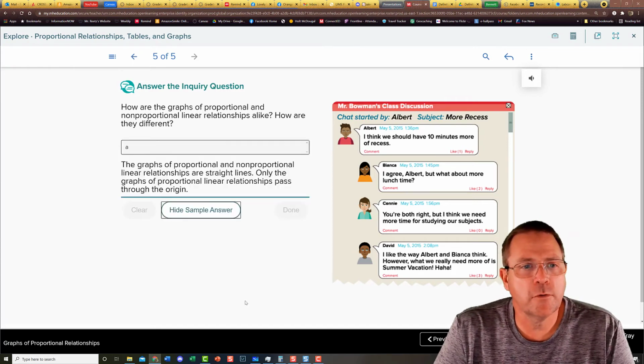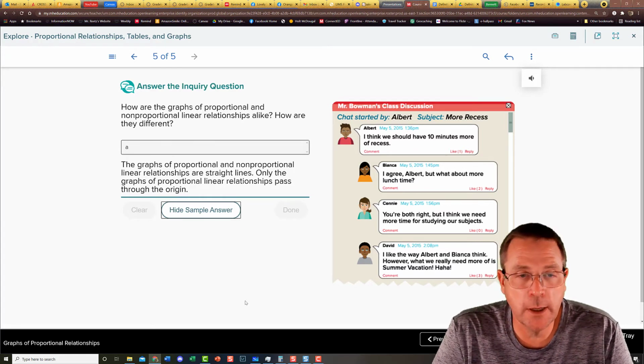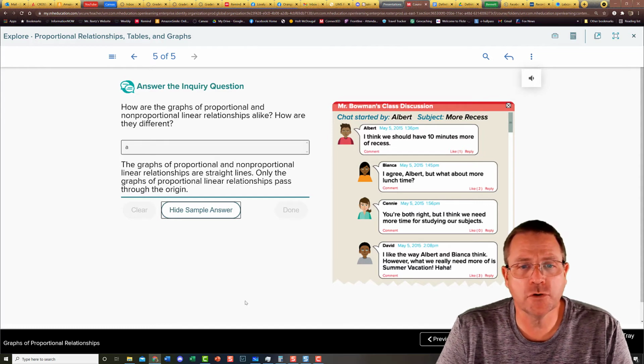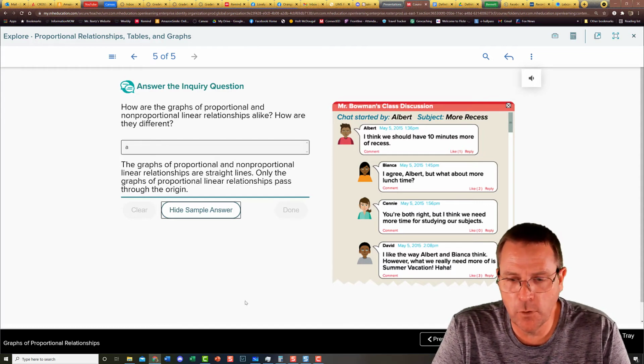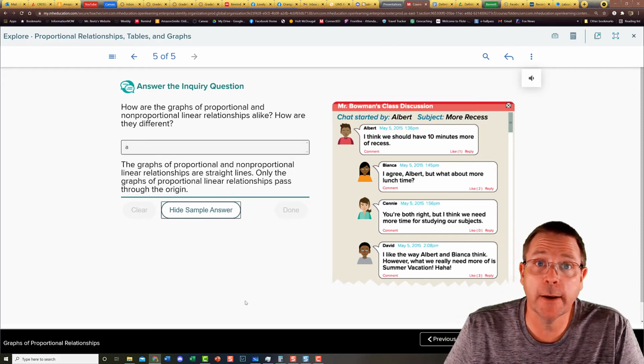Alright, the textbook said the graphs of proportional and non-proportional linear relationships both make straight lines. We talked about that. But only the graphs of the proportional linear relationships pass through the origin, also known as point (0, 0). We talked about that as well.